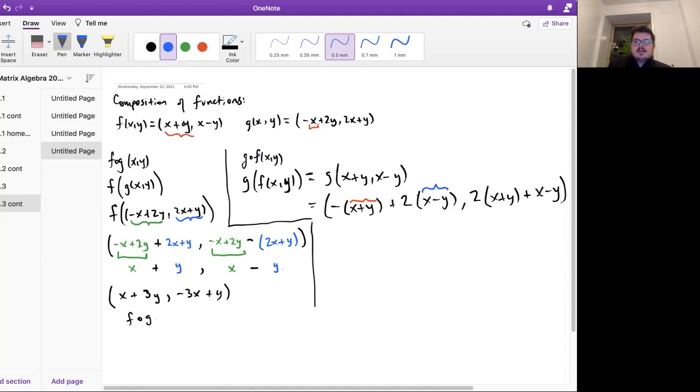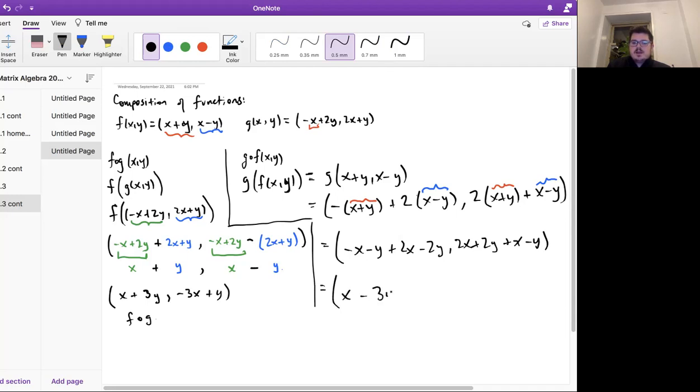This is the second coordinate in f. This is the first coordinate in f, and the second coordinate in f. Okay, so what is this? Negative x minus y plus 2x minus 2y. This is 2x plus 2y plus x minus y. So this is x minus 3y, and this is 3x plus y.